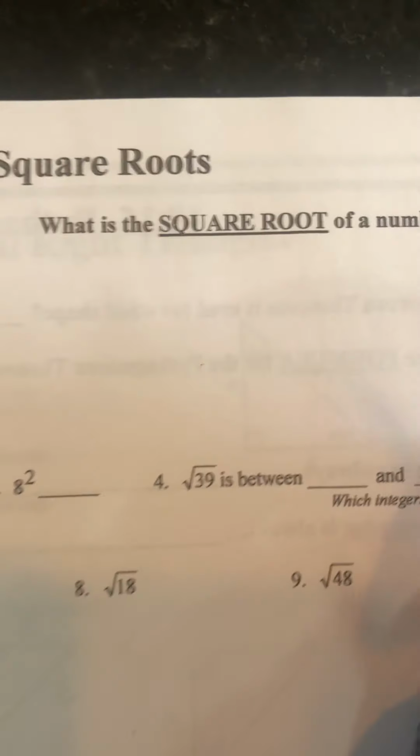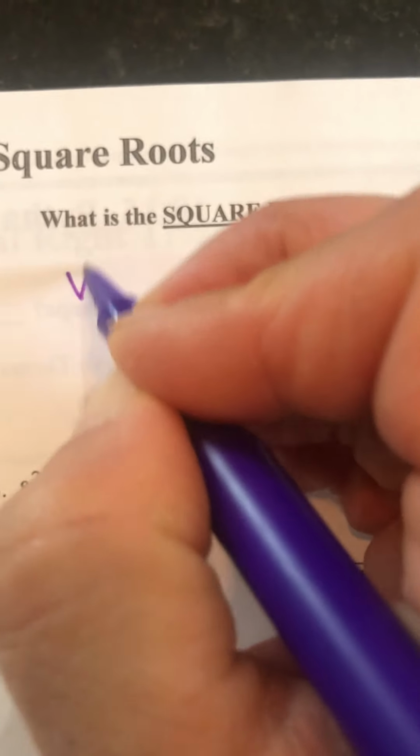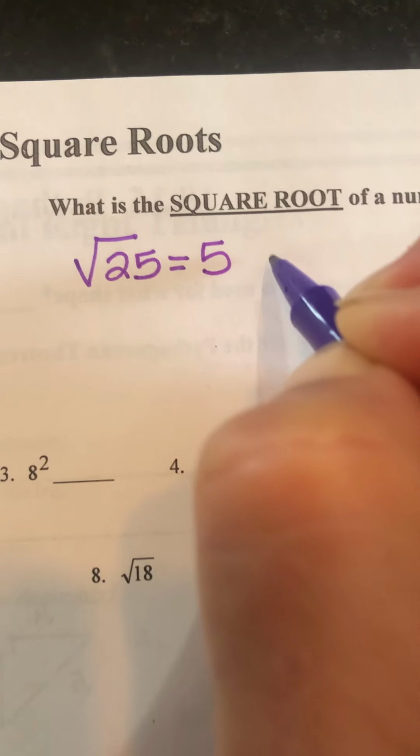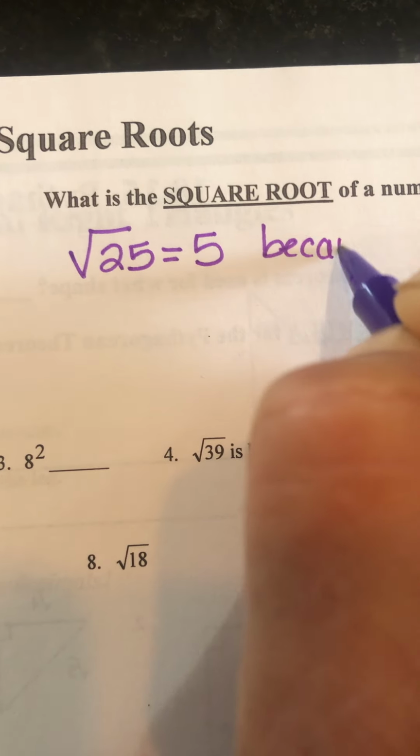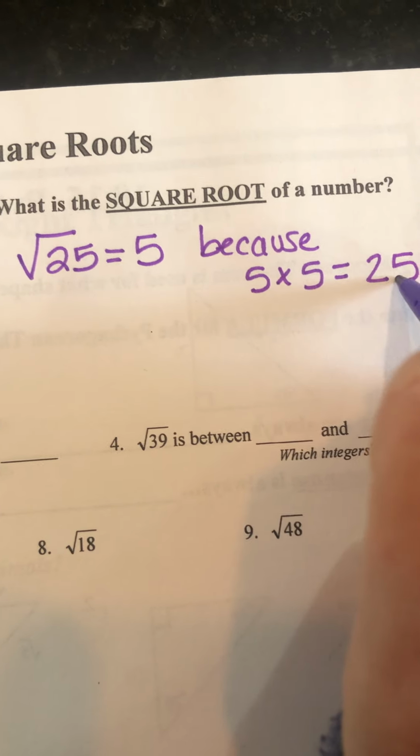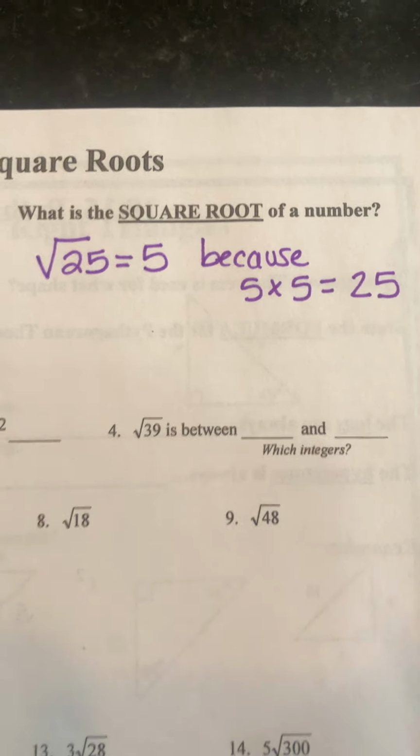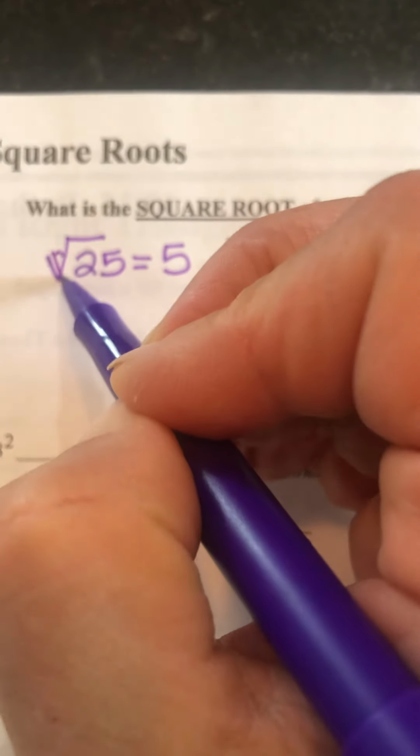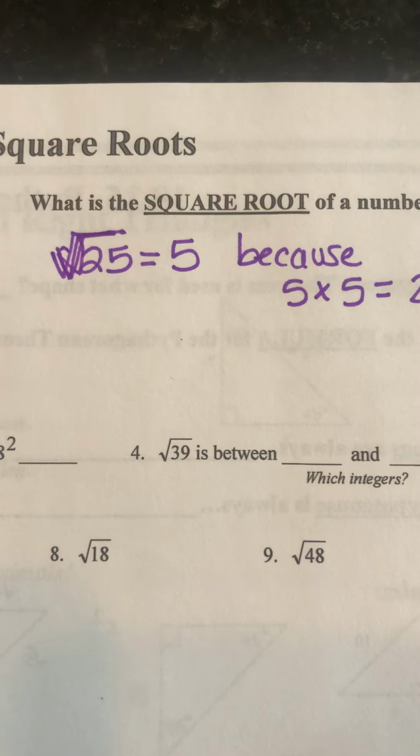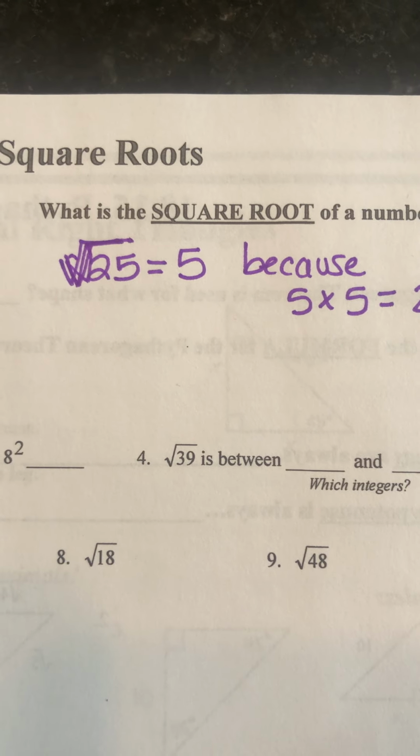And I bet you also know how to take the square root of a number. The square root of 25 is 5 because 5 times 5 is 25. And we know that this symbol here means square root. So numbers like 25 are called perfect squares.